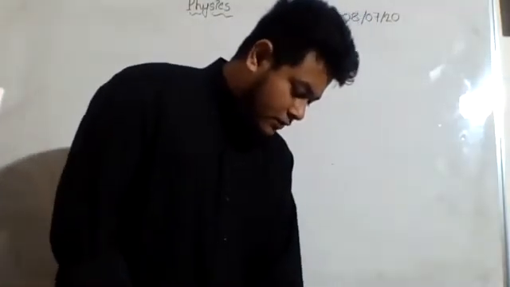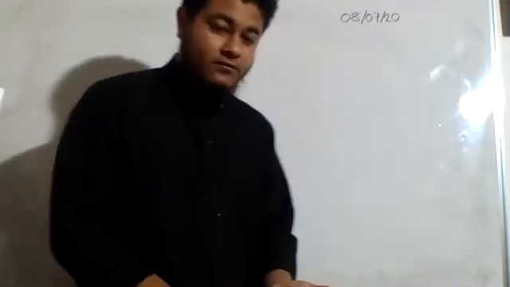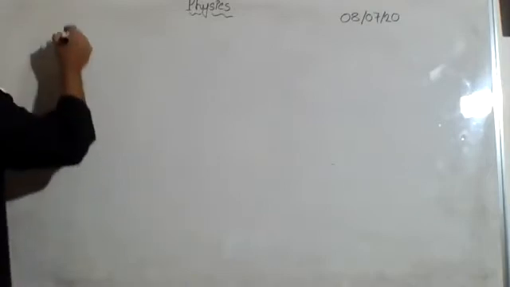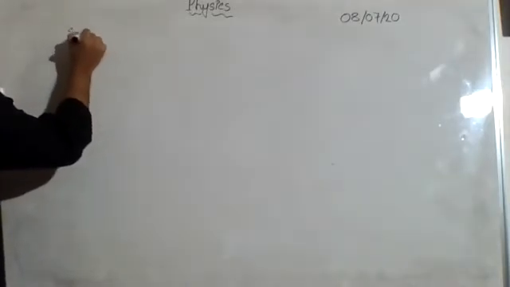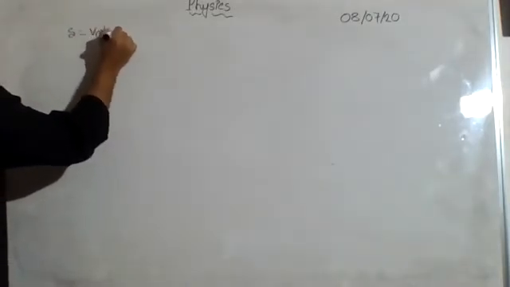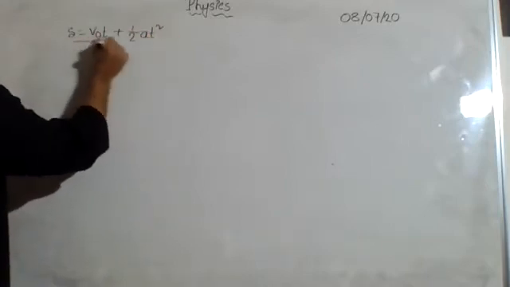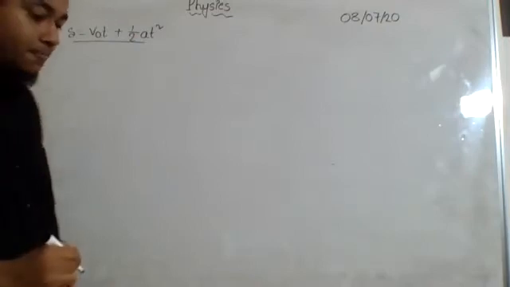So, deduction of equations of motion from graph. The first equation that we are going to deduce here is the third one, that is x equal to v naught t plus half a t square. We will deduce this.